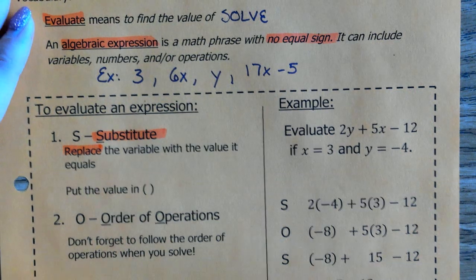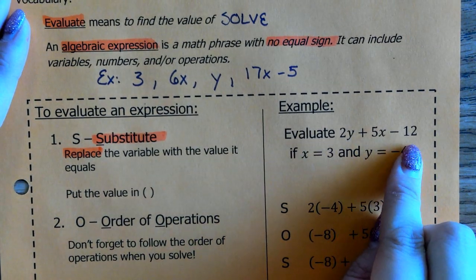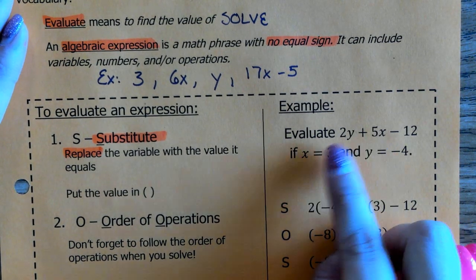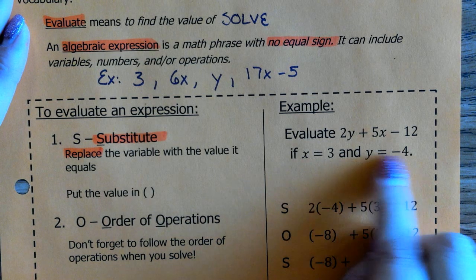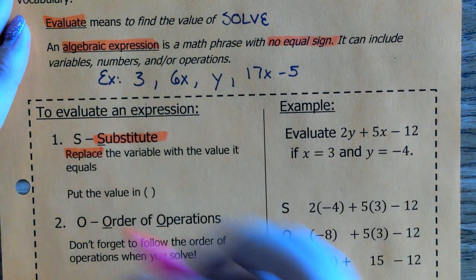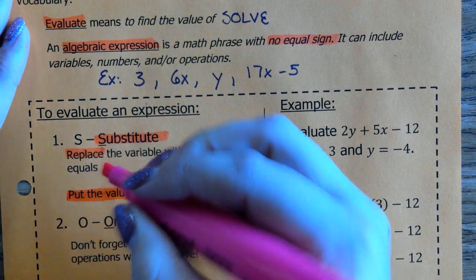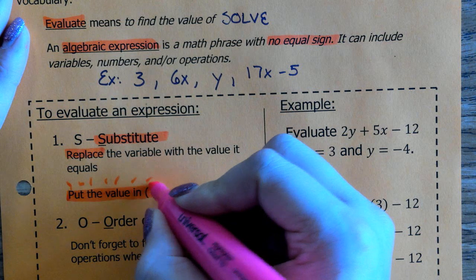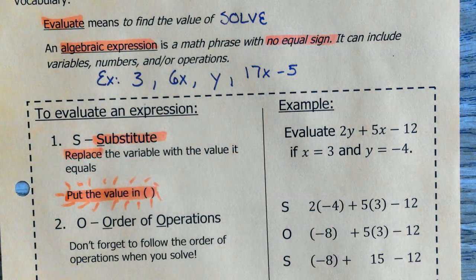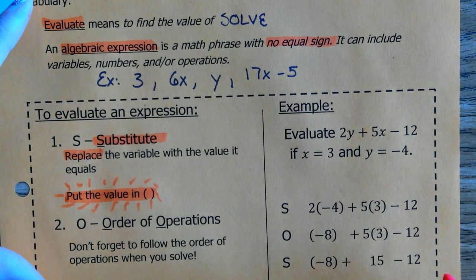So when you see an expression like 2y plus 5x minus 12, I can't do anything with that because I don't know what y and x equal. But if they tell me that x equals 3 and y equals negative 4, I can substitute those values in. So we put them in with parentheses. Very important that you put these in with parentheses. Okay, so let's look at this first one. Evaluate 2y plus 5x minus 12.